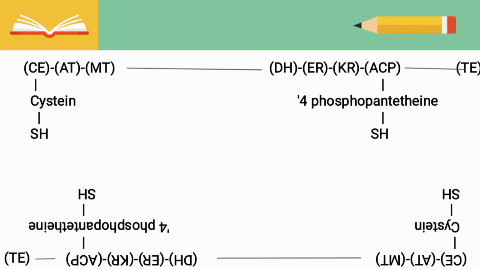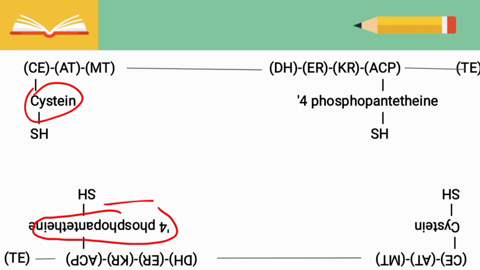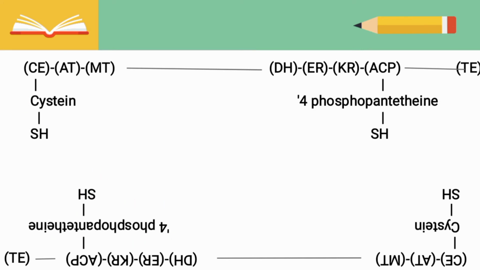What is responsible for the thiol group in the condensing enzyme is the cysteine amino acid, and here it is 4'-phosphopantetheine. That is what is responsible for the thiol group on this ACP. So now I've shown you the monomer. Now we'll go to the functional unit.